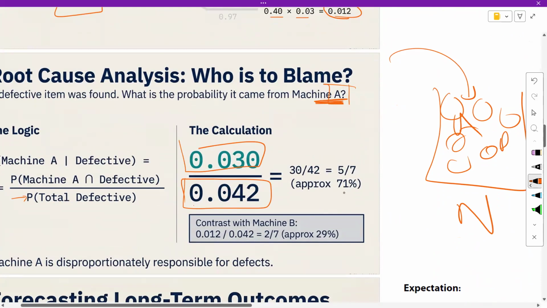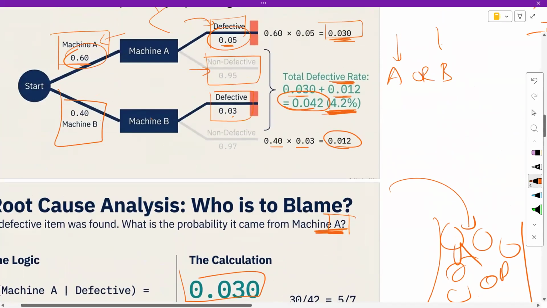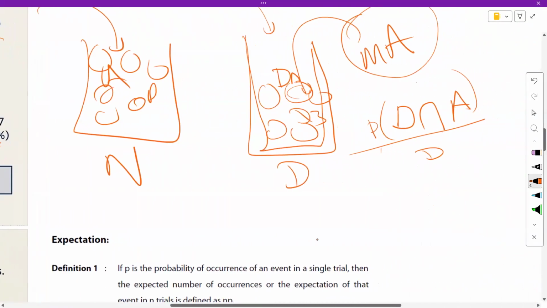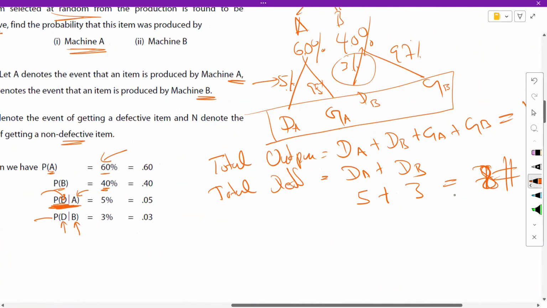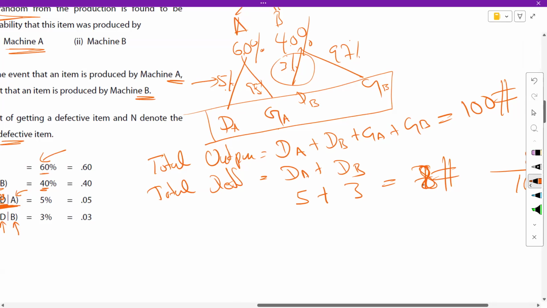Then it's equal what? It's equal 71%. Likewise, machine B, this is constant, no change. But here, the probability of getting defective items that are produced by machine B is 0.12. Then approximately 29%. This is one method, and we can apply this method here. Altogether 8%.